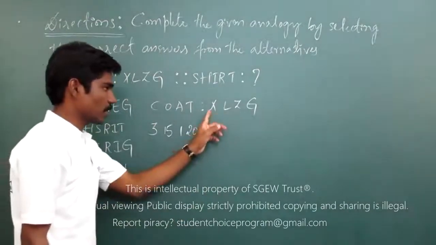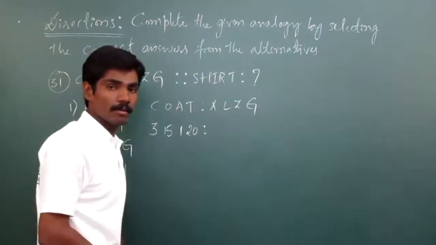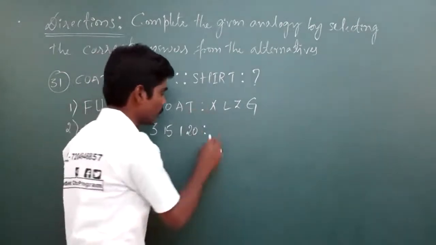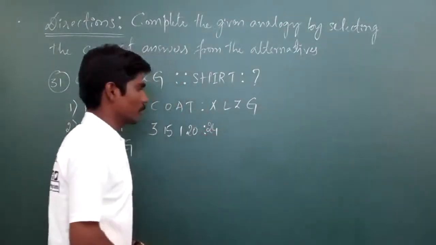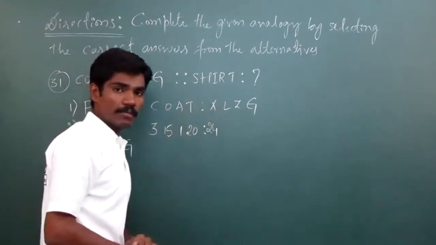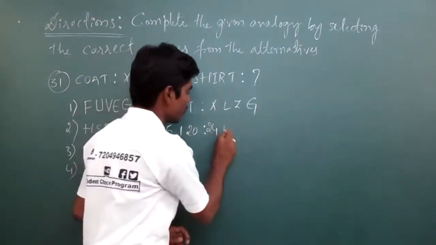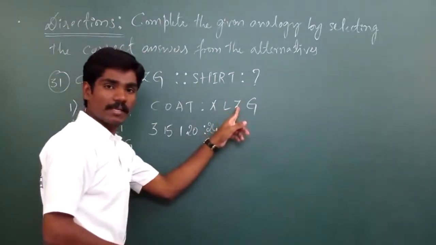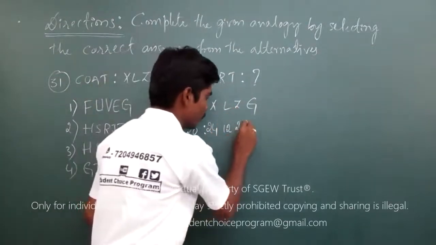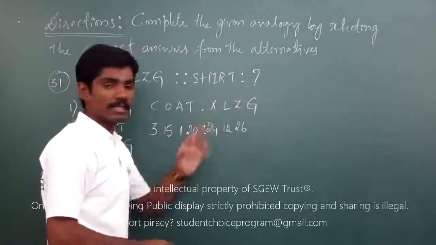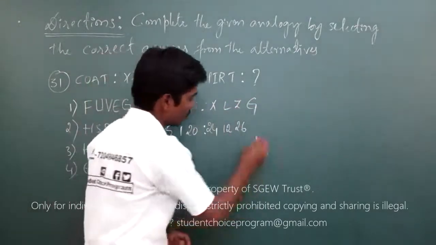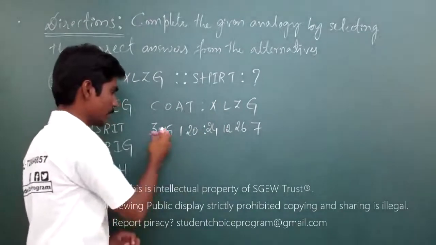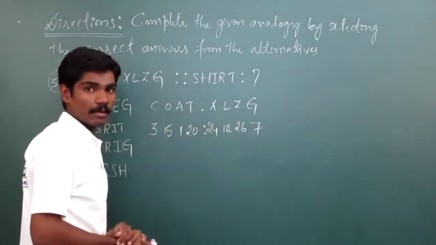Now let me write the position of these letters. Now what is the position of the letter X? Of course it is 24. Now what is the position of the letter L? Yes, it is 12. Now the position of the letter Z is 26. And the position of the letter G is how much? Yes, it is 7. Now see friends, the random numbers I am getting over here.